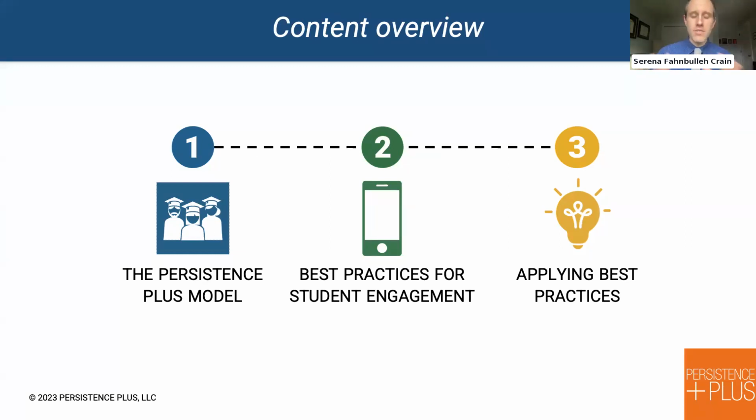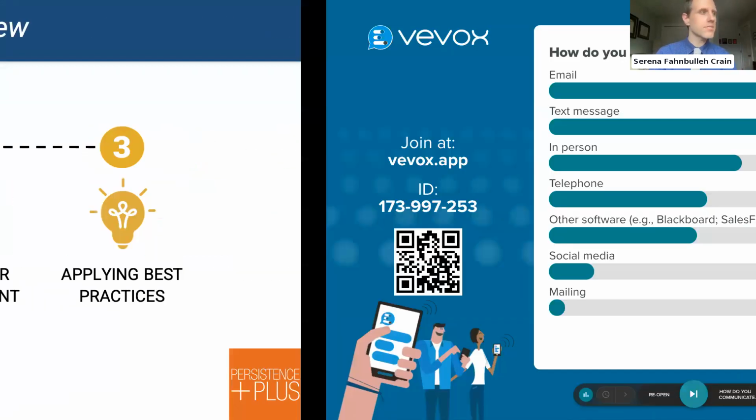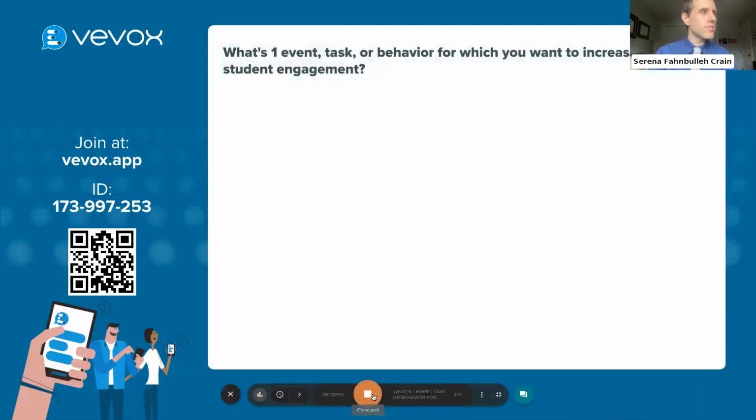So before I dive into that, I do want to turn your attention back to Vivox and ask you another question. If your phone got logged out, the code is going to be back on screen in just a second. My question for you is, what's one event, task, or behavior for which you want to increase student engagement? So what's one thing on your mind where you know either right now or in the near future, you're going to be using your email, your text messaging, your other software, the stuff we just asked you about before, to try to get students to engage in some type of behavior?